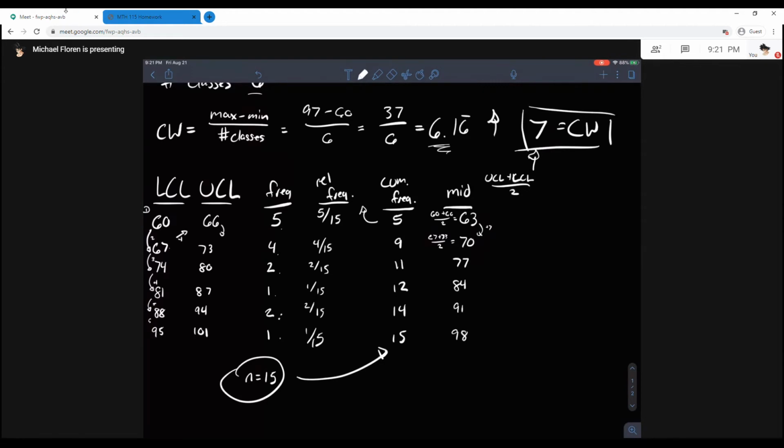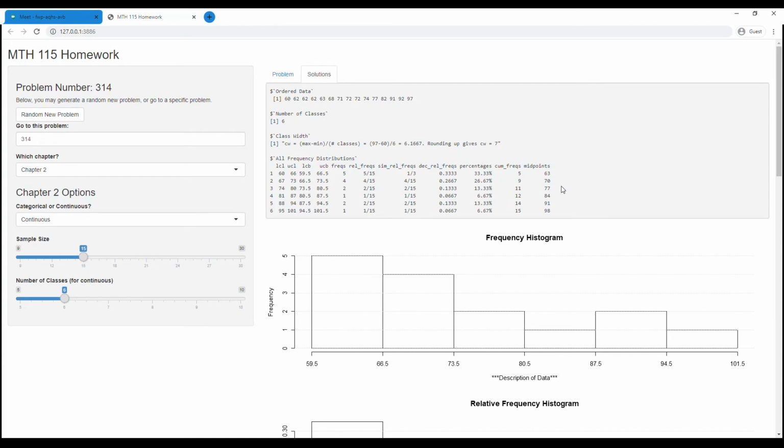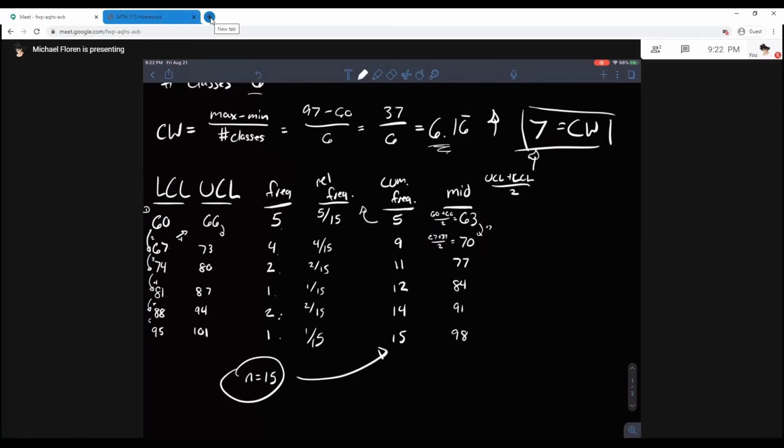So I'm going to go and double check my midpoints here. Midpoint 63, 70, 77, 84, 91, and 98. Hey, that's not too bad. Very cool. All right, the last thing that I'll do is I'll practice my lower class bounds and my upper class bounds.